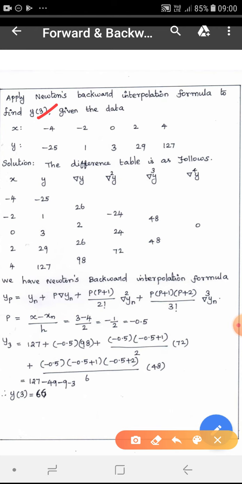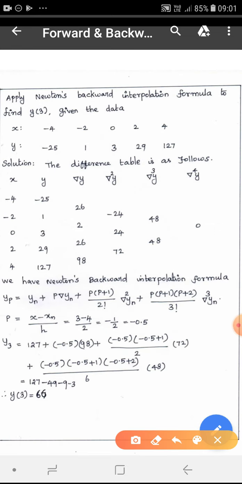Then xn means last x value, which is 4. h means the spacing between adjacent x values, which is 2. So (x minus xn) divided by h is equal to (3 minus 4) divided by 2, minus 1 by 2, or minus 0.5. Now put p as minus 0.5 and all the other values of backward differences. You get the value of y, which is equal to 66.